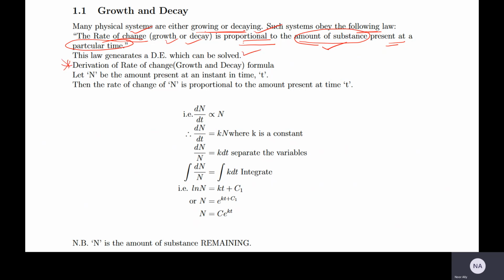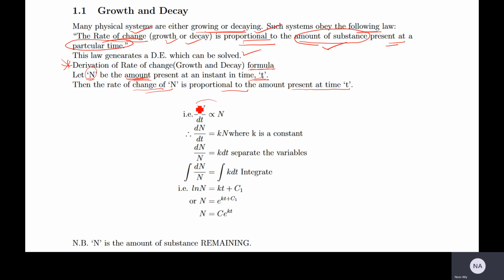So here we're going to look at this derivation. We're going to arrive at a formula that we're going to use. So we're going to introduce N. I'm going to use N. Other textbooks and lecturers may use a different letter. I'm using N for number. So let N be the amount or the number of whatever quantity we're looking at present at a time t. Then the rate of change of N is proportional to the amount present at time t.